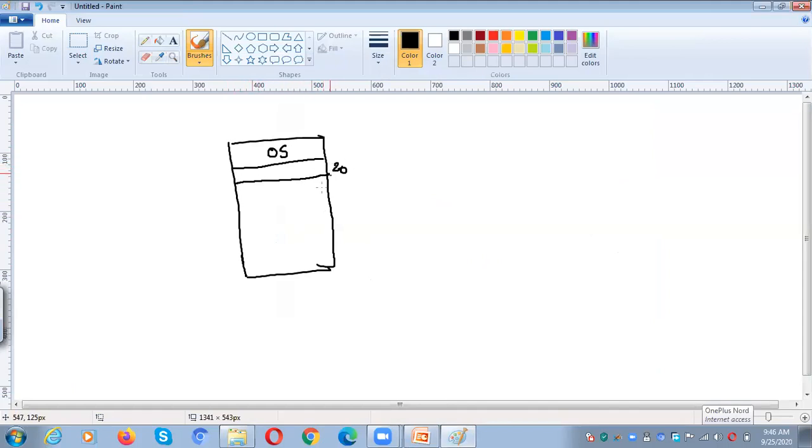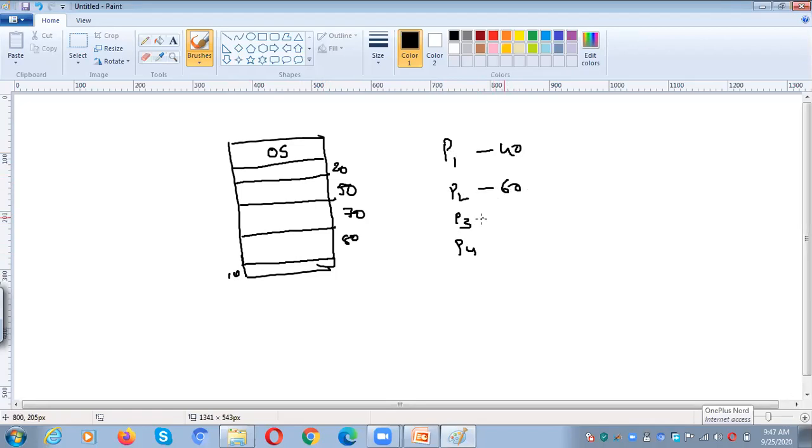For example, this is 20 and this is 50 and this is 70 and again this is 80 KB and this is 10 KB. Okay. So for example, if you want to keep processes like P1, P2, P3, P4, there are 4 processes. P1 is of size 40 and this is of size 60 and this is 70. Maybe you can keep your processes like this. Again, the process is of 30 KB.